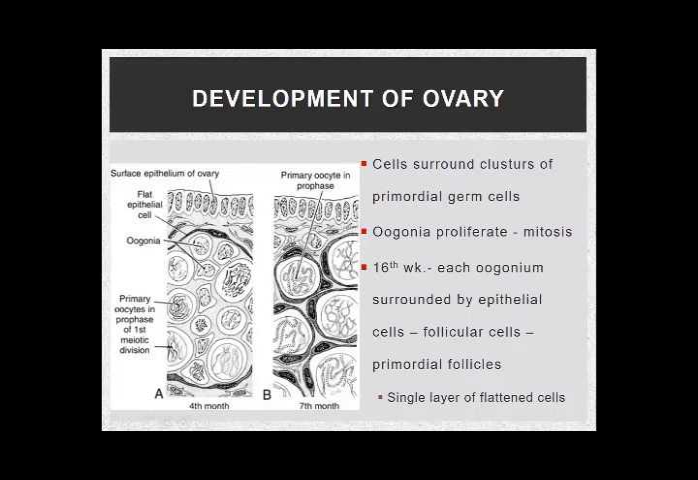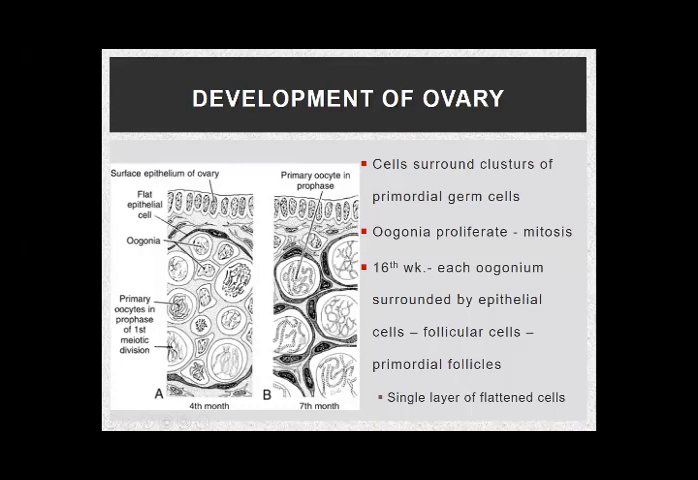Okay? So these germ cells are surrounded by flattened epithelium to begin with. Then around this time, as these clusters of germ cells, they are surrounded by a single layer of epithelium. Germ cells undergo mitosis, rapid proliferation. These that we called germ cells earlier, now they are called oogonia. They undergo rapid mitosis. So by 16 weeks, each oogonium is surrounded by a single layer of epithelial cells.